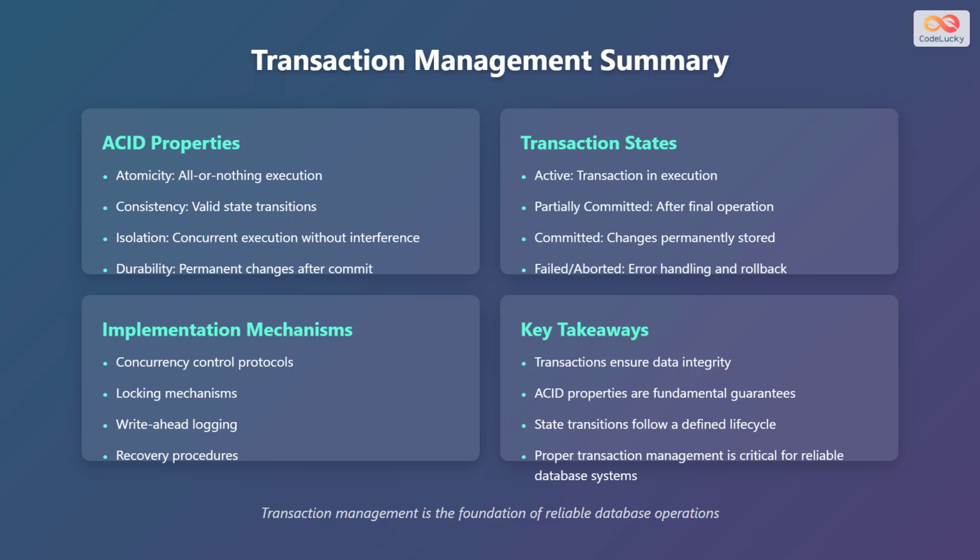To summarize, transactions are fundamental to maintaining data integrity in databases. The ACID properties, atomicity, consistency, isolation, and durability ensure reliable processing of transactions. Transactions move through different states, reflecting their life cycle from active to committed or aborted. Implementation mechanisms like concurrency control, locking, logging, and recovery procedures are critical for robust transaction management. Overall, proper transaction management is essential for reliable database systems.